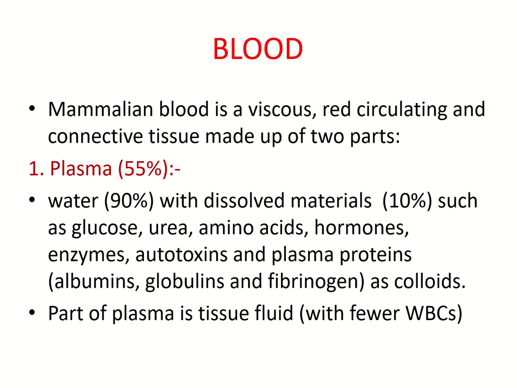Plasma is actually 55% of the blood. It is the liquid part of the blood, and within plasma itself 90% is water, in which 10% other materials are either dissolved or suspended. The dissolved materials are glucose, urea, amino acids, hormones, enzymes, and autotoxins, and the suspended materials are certain kinds of plasma proteins such as albumins, globulins, and fibrinogens. Actually, these proteins are found in the form of colloids.